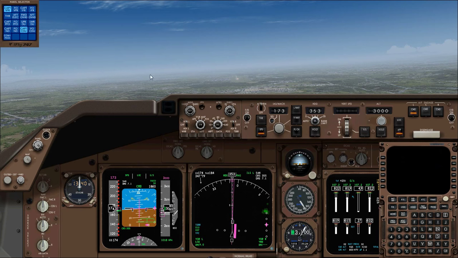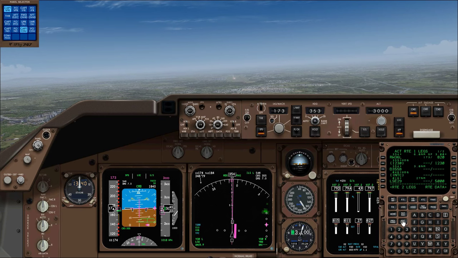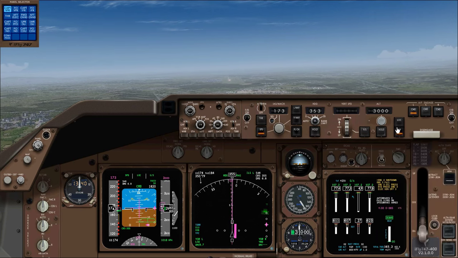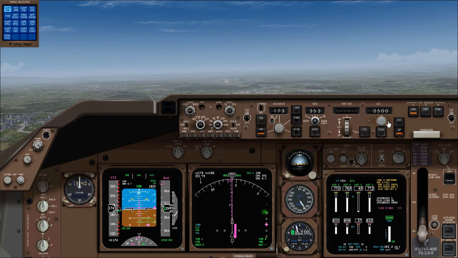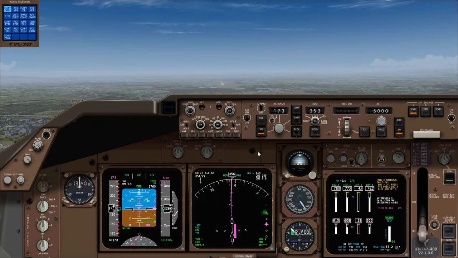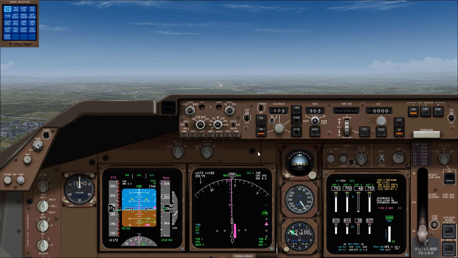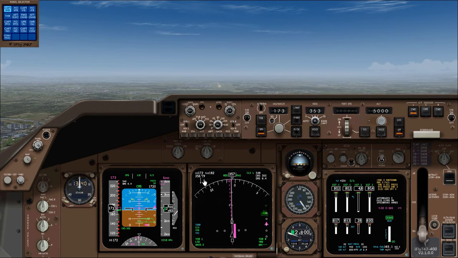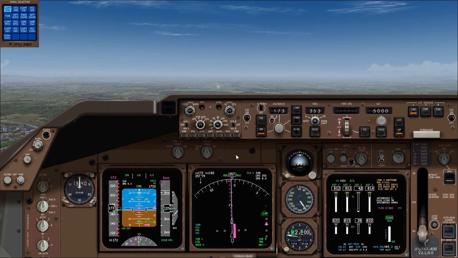We switch to the approach mode. Captain, CD 173 checked. Go around altitude will be 5000 feet, so adjusting to 5000 feet. And adjusting. Coming down nicely to 1720 feet. And as you can see, wind is 35 at 79 knots, exactly what we were expecting.